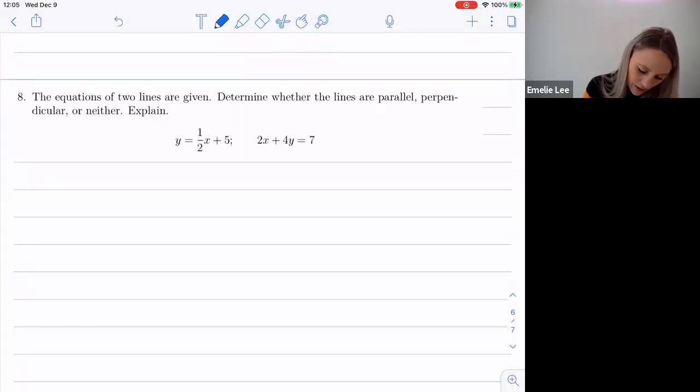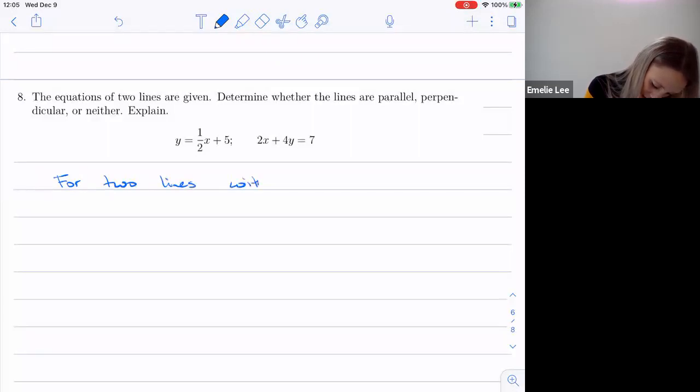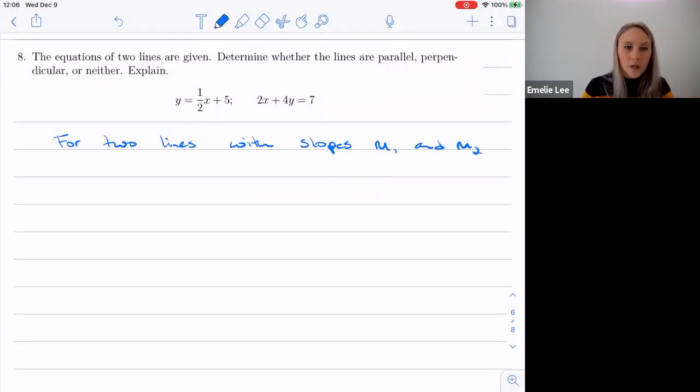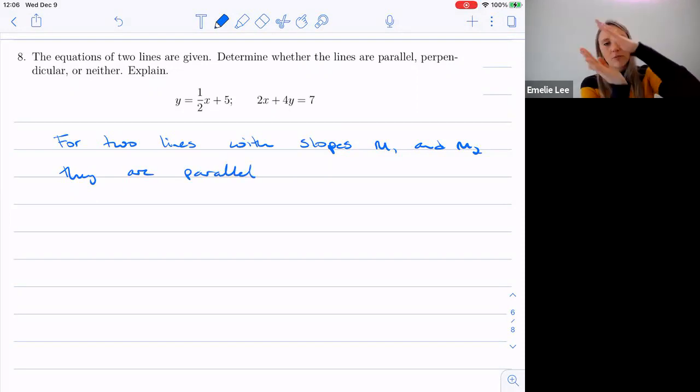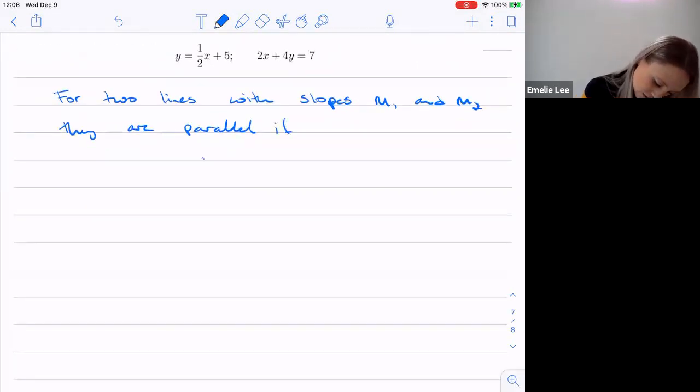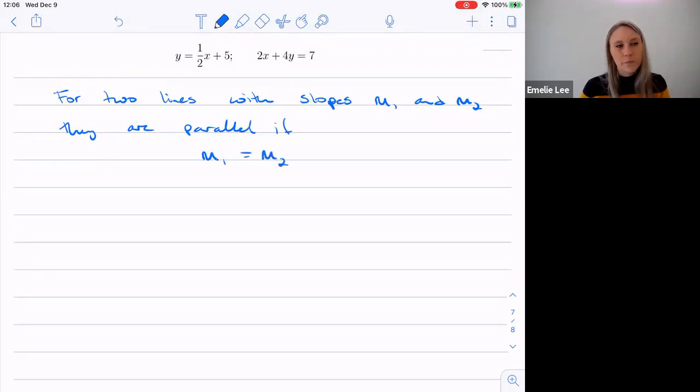Okay, and so what we need to remember is that for two lines, let's just write down here, for two lines with slopes m subscript 1 and m2, the slope of the first line and the slope of the second line, they are parallel, thinking about what it means to be parallel, well, it means they have the same slope but different intercepts, or possibly the same intercept, but that's not very interesting, if m1 is equal to m2.